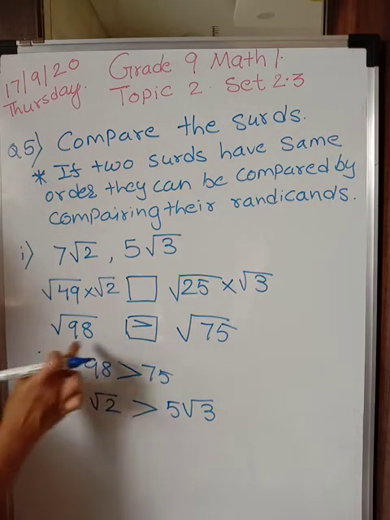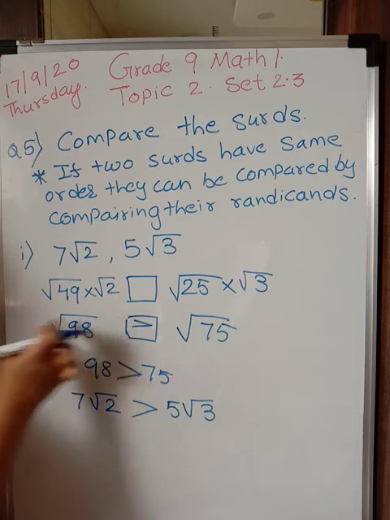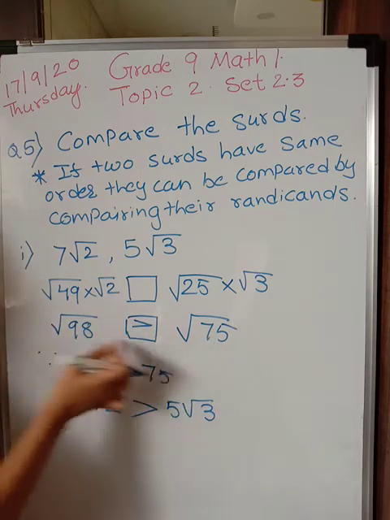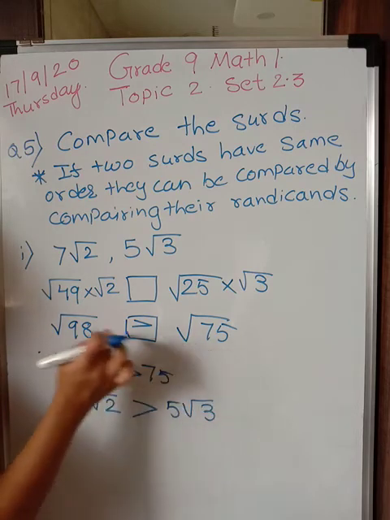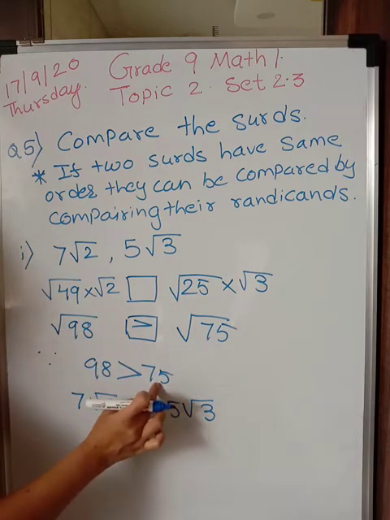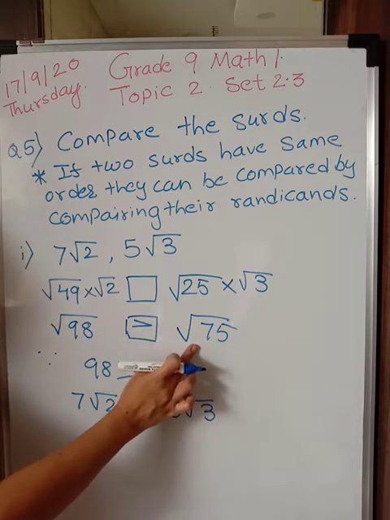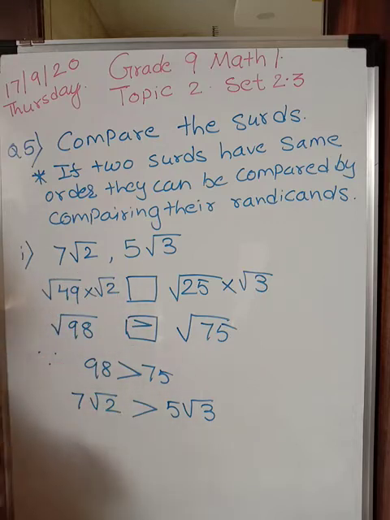So what have we done over here? Here the order is 2 because both have the same square root sign. So we can compare the radicands. What are the radicands? 98 and 75. Because 98 is greater than 75, therefore root 98 is greater than root 75. Root 98 is nothing but 7 root 2. So I have written 7 root 2 is greater than 5 root 3.